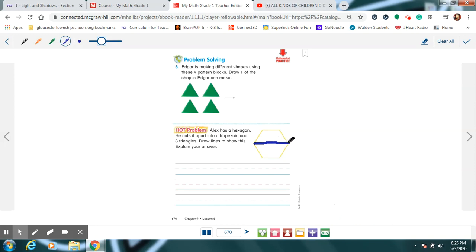It's very hard on the computer. And now I've got a trapezoid here, don't I? And then I could also, it says use 3 triangles. Watch. 3 triangles. 1, 2, 3. 1, 2, 3. And a trapezoid. Okay? So that's what you need to do on there. And explain what you did. Well, first you cut it in half, right, to make the trapezoid. And then you cut the other trapezoid into 3 pieces to make triangles, didn't you? And that's what you're going to write down there.